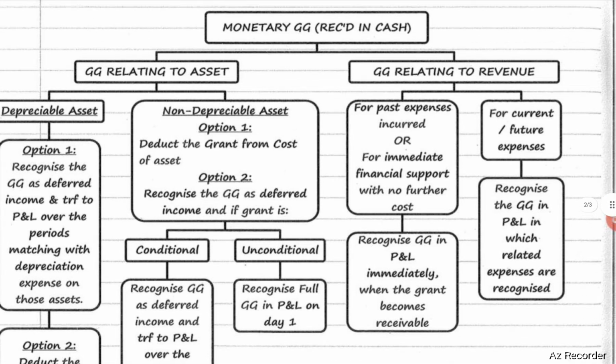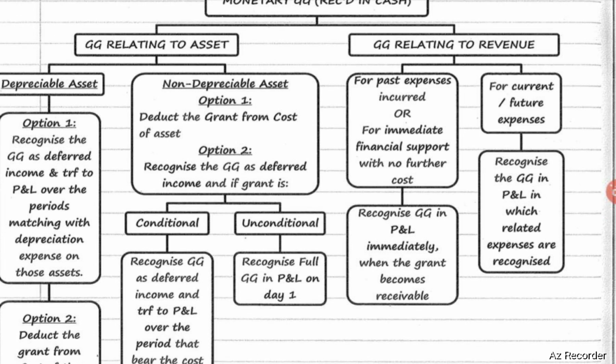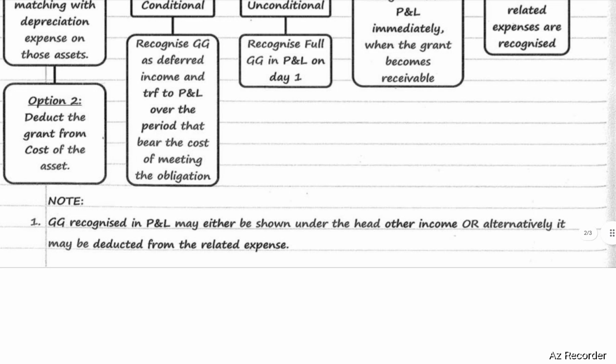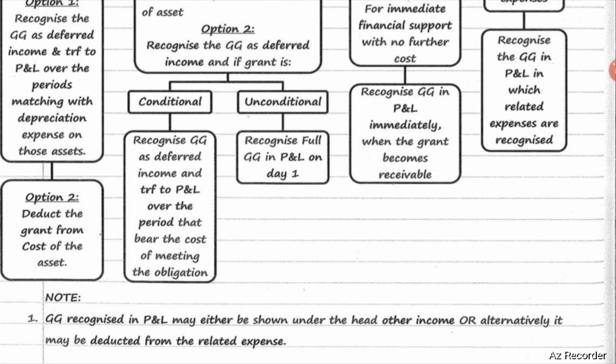Next, if government grant is related to revenue, if grant is received for past expenses incurred or for immediate financial support with no further cost, recognize government grant in P&L immediately when the grant becomes receivable. If grant is received for current or future expenses, recognize the government grant in P&L in which related expenses are recognized. Next, government grant recognized in P&L may either be shown under the heading other income or alternatively it may be deducted from related expenses.